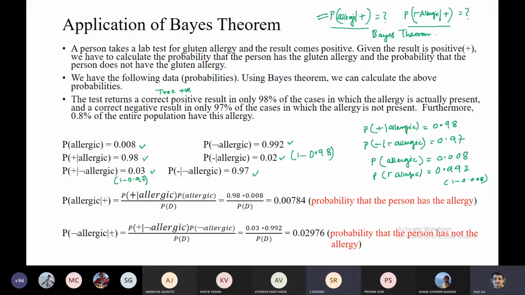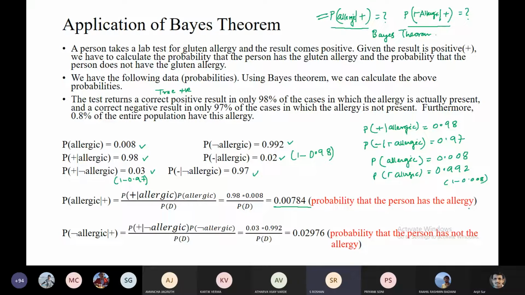What is the probability that the patient is not allergic? That is P of not allergy, P of positive given not allergy, divided by P of positive. Now you see you can cancel out PD because PD is basically a constant. It doesn't mean anything. So here you can just put the values 0.98 into 0.0008 and 0.03. So it is 0.0007.